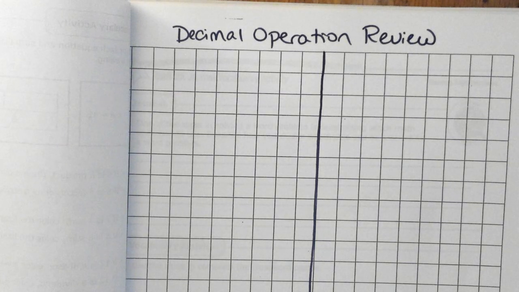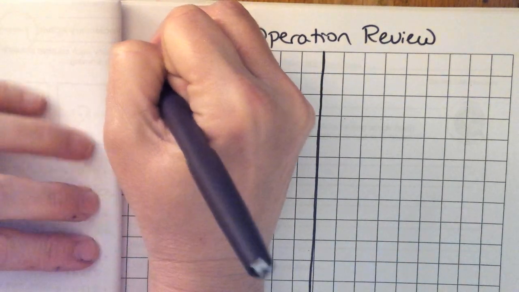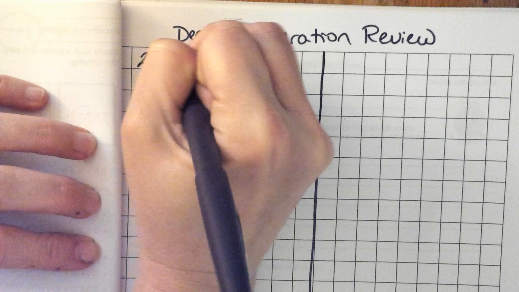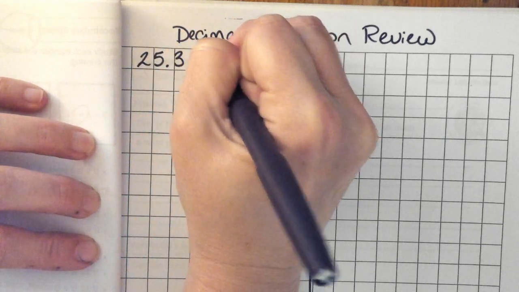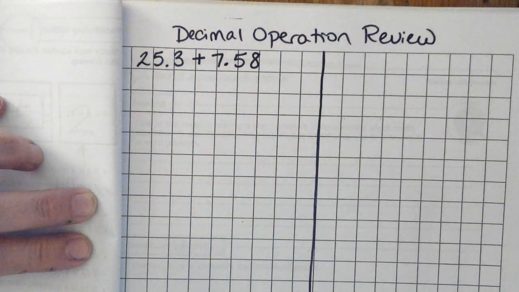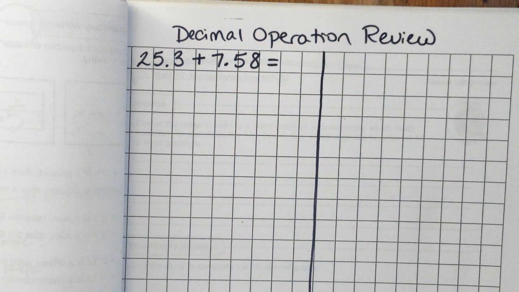So we're going to review all 4 operations with decimals. So just up here, we'll do 25.3 plus 7.58, equals. All right, 25.3 plus 7.58. And of course, I'm not saying the numbers correctly. You would say 25 and 3/10 plus 7 and 58/100.